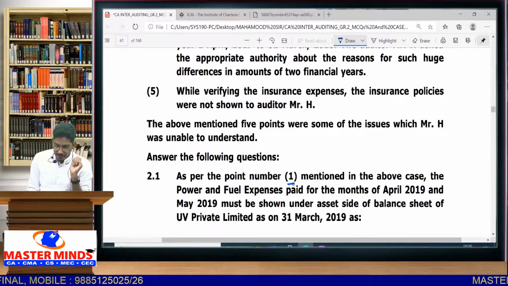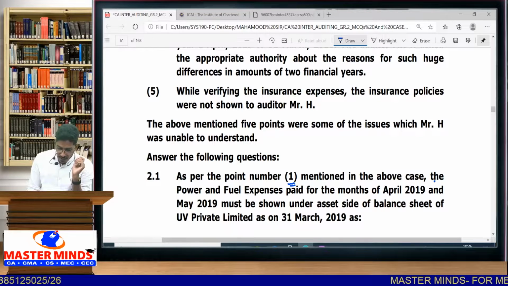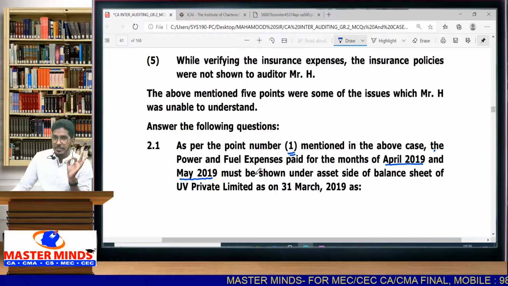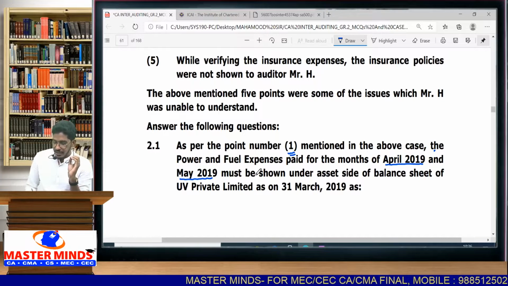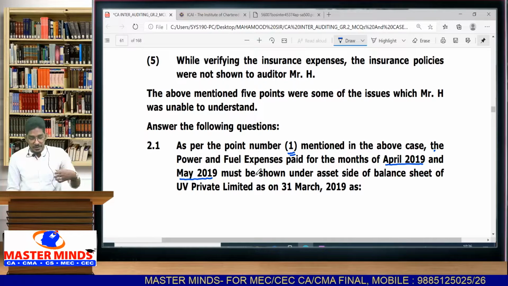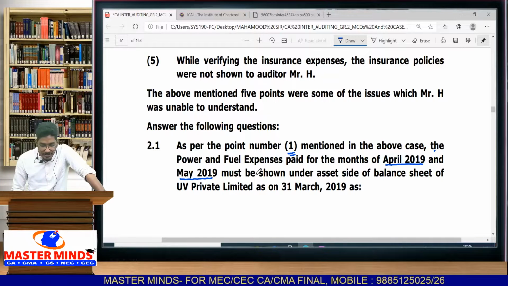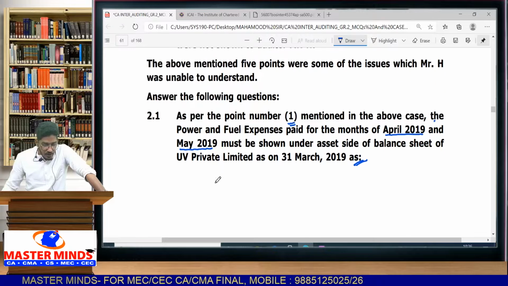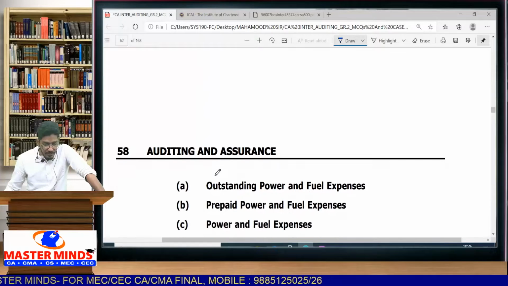As per point number 1, that is regarding power and fuel expenses, just now we have discussed, mentioned in the above case. The power and fuel expenses paid for the month of April 2019 and May 2019 must be shown under the asset side of the balance sheet. That we know. The expense which you have paid in advance has to be shown as an asset on the balance sheet side, as on 31st March 2019. Yes. Now what are the options they are giving? How do they have to be shown?